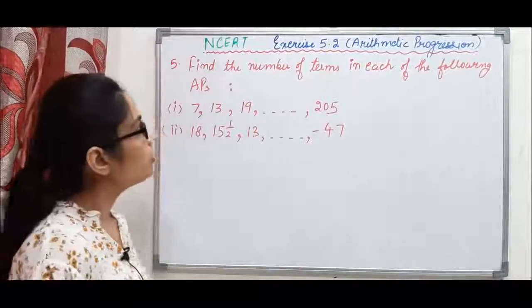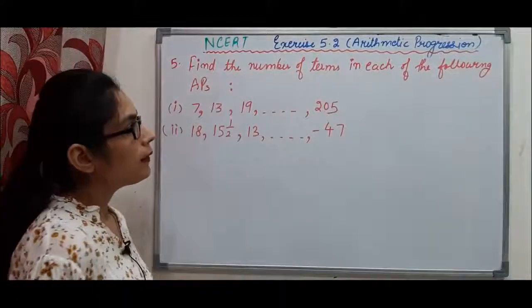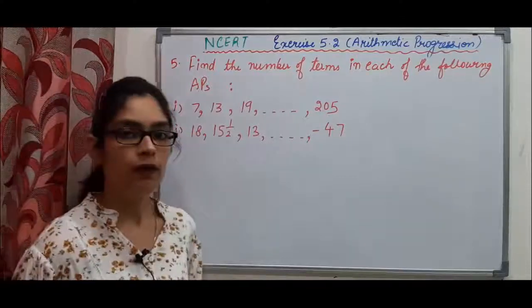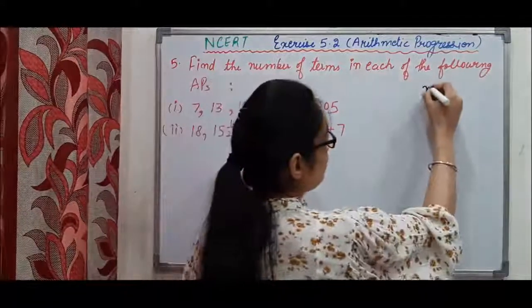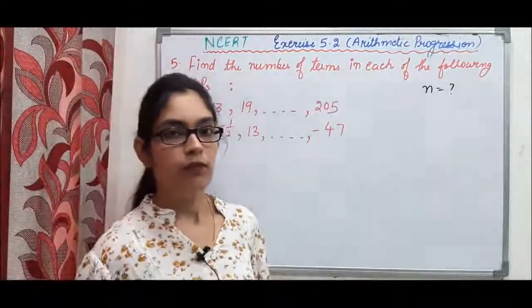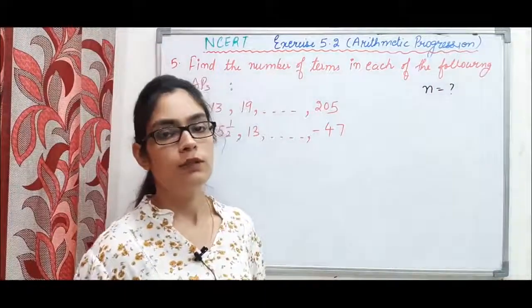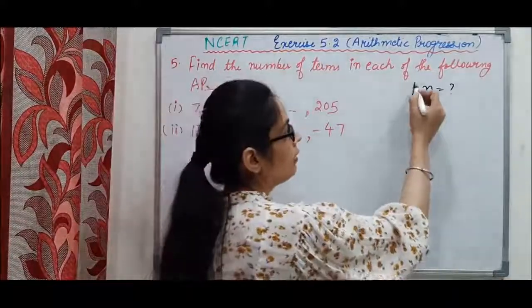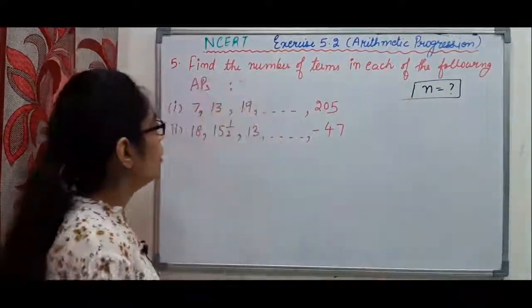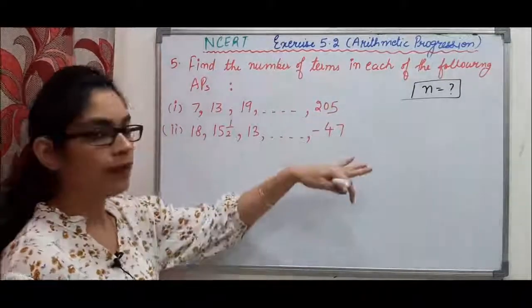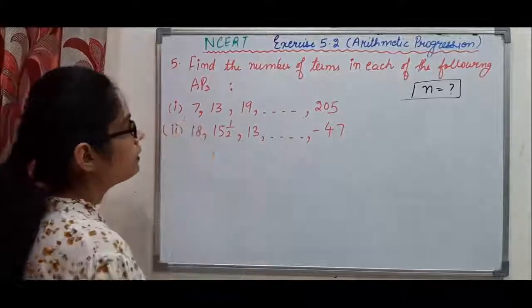In the fifth question, find the number of terms in each of the following APs. So the number of terms we have to find, that means we have to find n. If in a question it's given which term, how many terms or number of terms, for each of these we have to find n. So first part, let's see what is given to us. n we have to find in both. So one sequence is given to us.